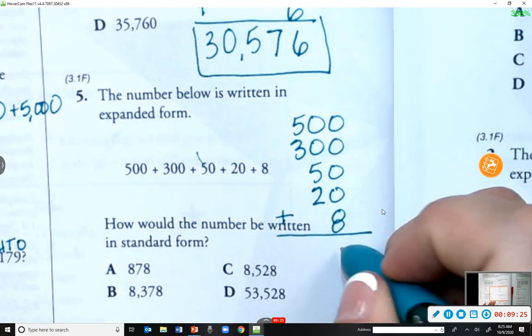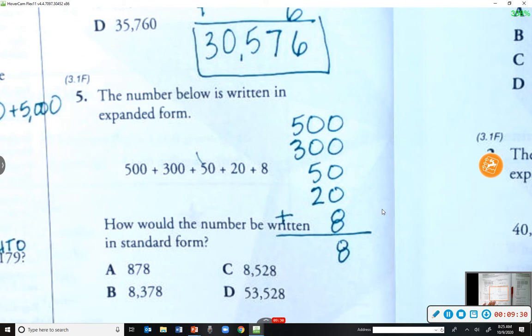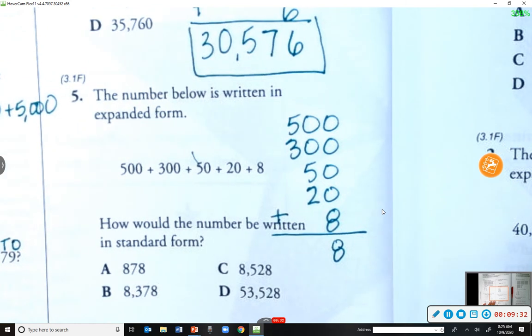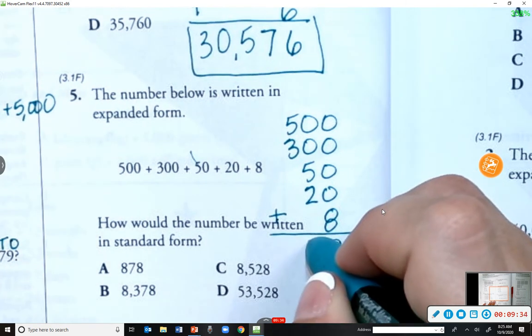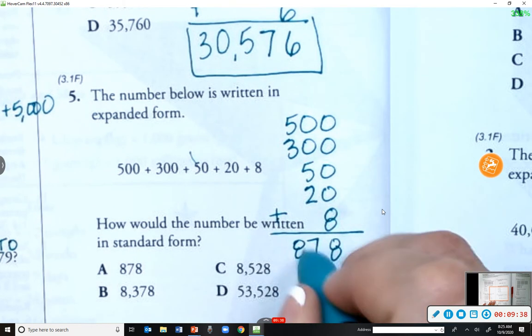Okay, so 8, 0 plus 5 plus 2 would be what? 7. 5 plus 3? 8.